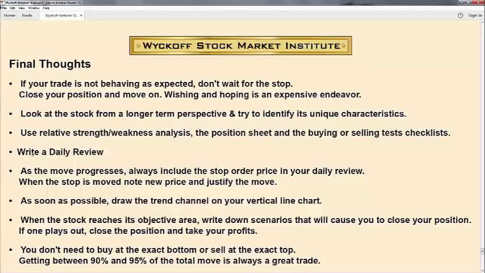When a stock reaches its objective area, write down the scenarios that will cause you to close your position. If one plays out, close the position and take profits. Again, write them down. What's going to make you sell that stock? Quite honestly, it's very simple. If it meets the objective area, and it's behaving no matter what, get out of the stock because that's what you said you wanted to get. Don't be greedy. Oinky, oinky, oinky costs money. You don't need to buy at the exact bottom or sell at the exact top. Getting between 90% and 95% of the total move is always a great trade.